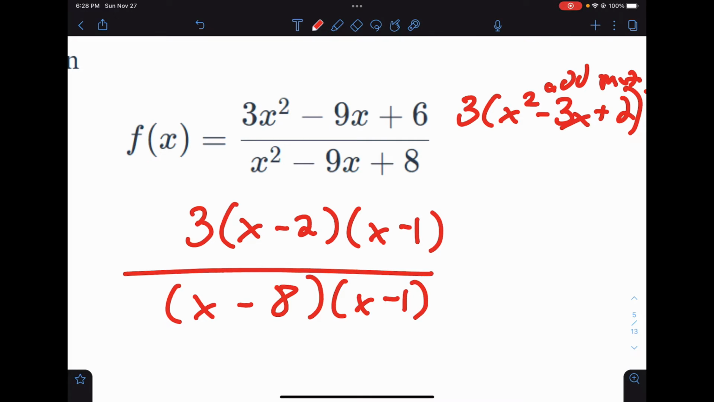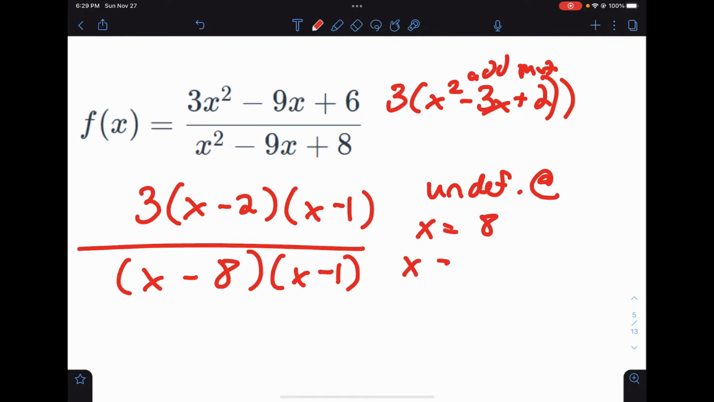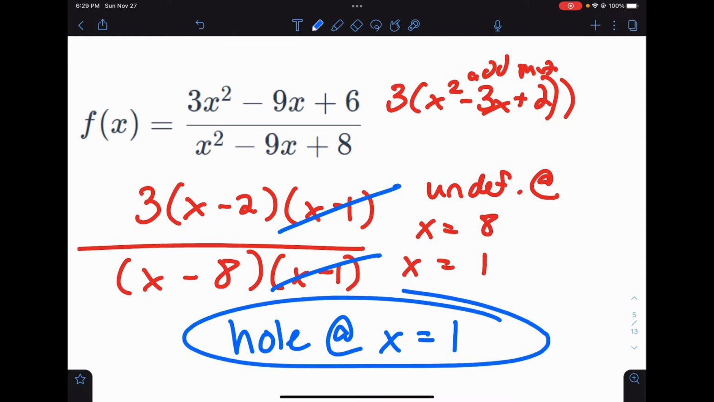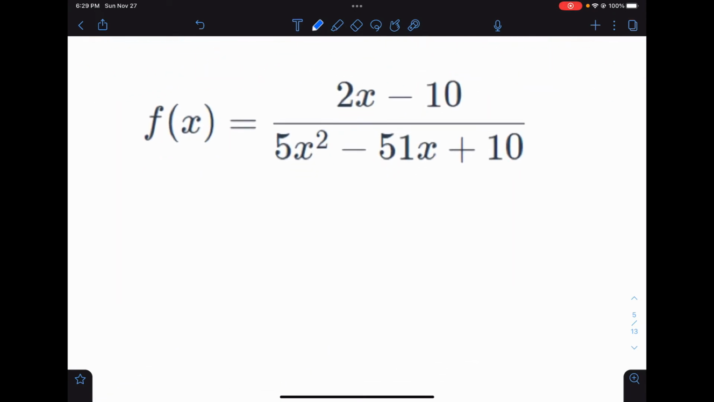All right. So looking here, right, we're going to have undefined values at x equals 8 and x equals 1. However, only one of these is a hole. If we look here, the factor x minus 1 is both in the numerator and the denominator, so we have a hole at x equals 1. All right. Next, let's go ahead and try this next one here.